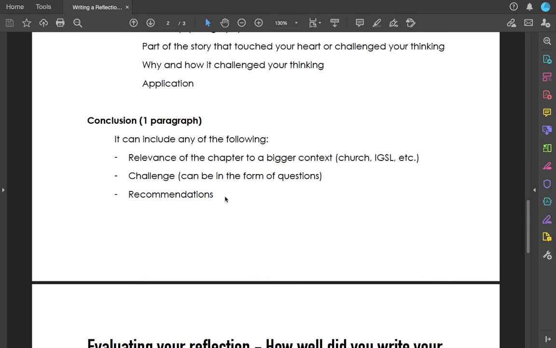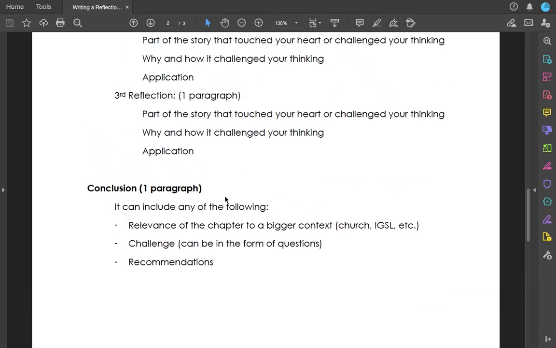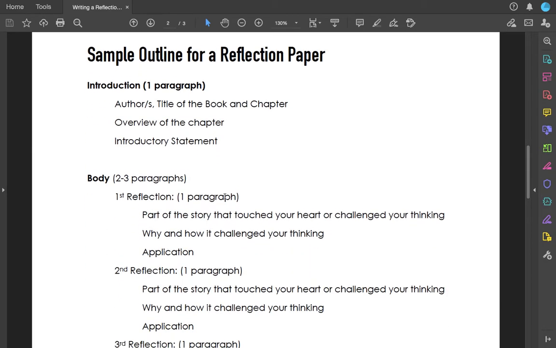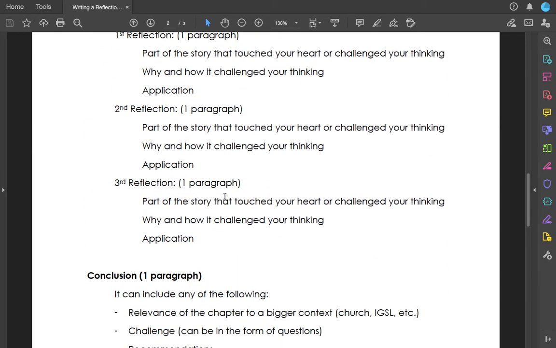Now, with these things being said, I hope everything was clear. Again, this is not just an English lesson. It's more like a critical thinking lesson, because we're not talking about language anymore. We're talking about how to think. So it's very important. Critical thinking is very important in IGSL.